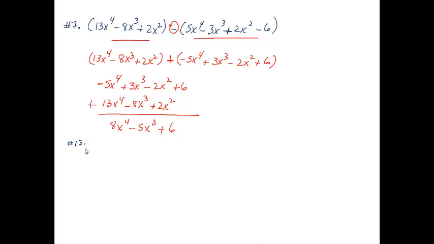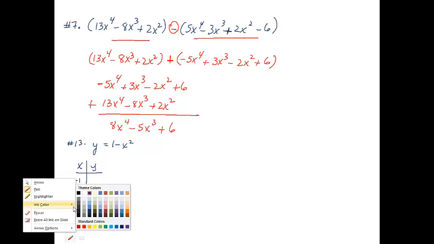It says graph each equation, and I have y equals 1 minus x squared. So you remember from chapter 3 when we first started graphing, we started with our xy chart. You're going to do the same thing here. You're going to pick your x's, plug it into your equation, and it gives you out a y. I like picking a negative x, 0, and a positive x. And then you're going to plug that into the equation.